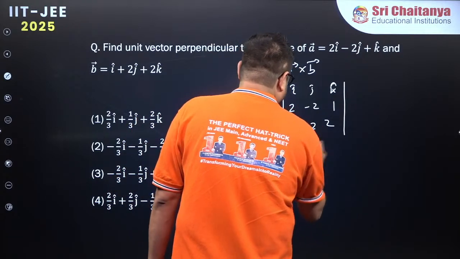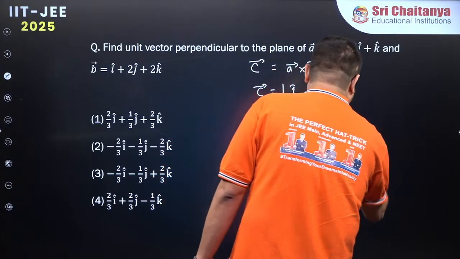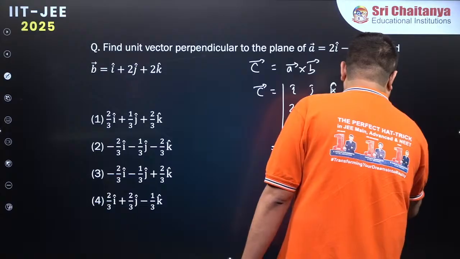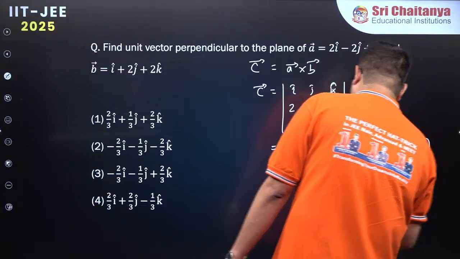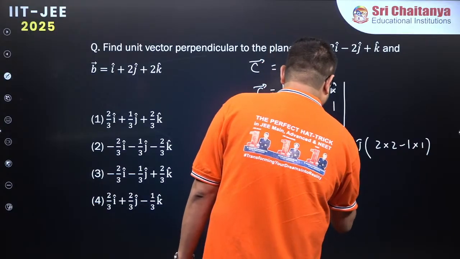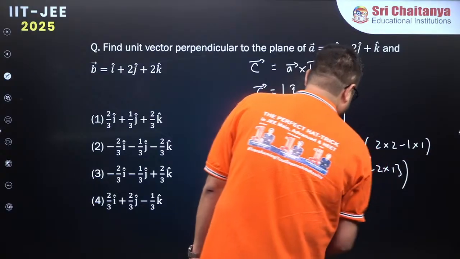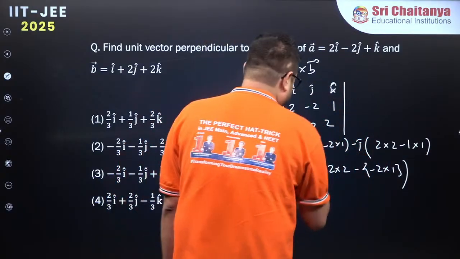i cap, that is going to be minus 2 into 2 minus 2 into 1, isn't it? Minus of j cap, what we are going to get? 2 into 2 minus 1 into 1. Brainstorming, everyone. Plus k cap, what I will be getting? That is 2 into 2 minus of minus 2 into 1, like this, isn't it? So what I will be getting in the end?